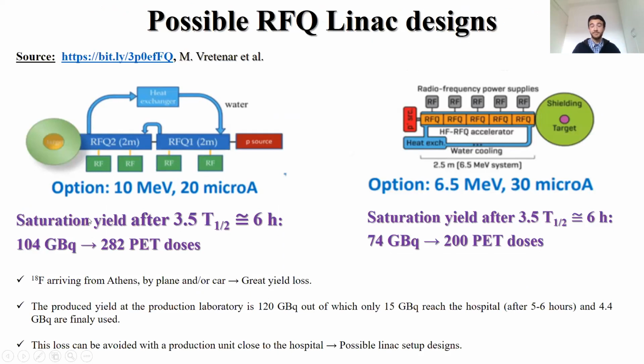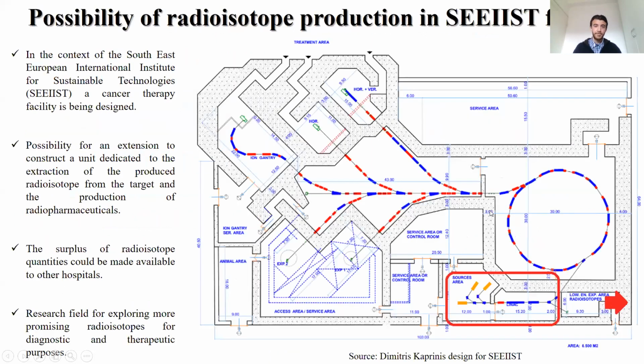resulted in 104 gigabecquerel, which corresponds to 282 PET doses. And for the design on the right-hand side, an amount of 74 gigabecquerel was produced, which corresponds to 200 PET doses. So it's a sufficient amount for supplying a medium-sized hospital.